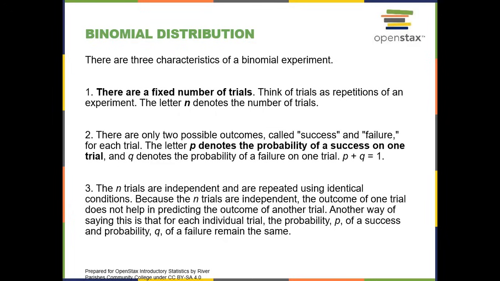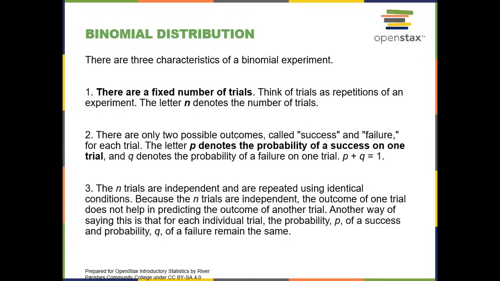There are only 2 possible outcomes called success and failure. For each trial, the letter small p denotes the probability of success on one trial, and Q denotes the probability of a failure on one trial. P plus Q is equal to 1, such as probability of head is 0.5, probability of tail is also 0.5. Probability of success plus probability of failure in this case is 0.5 plus 0.5 is 1.